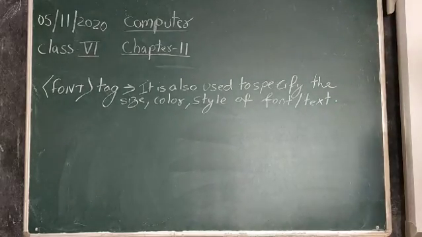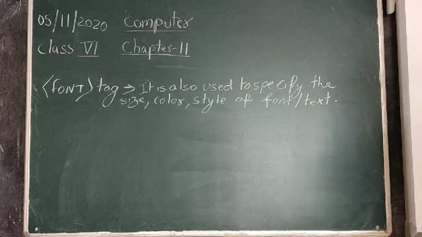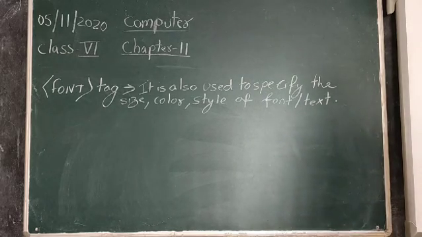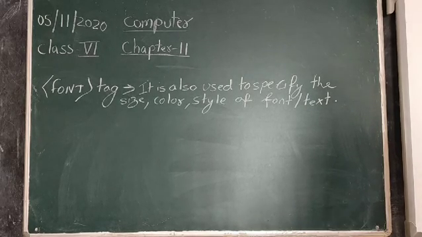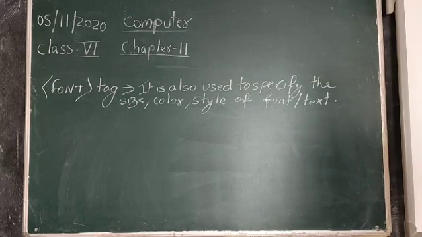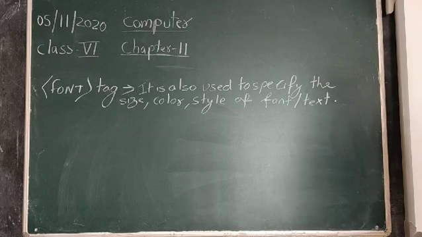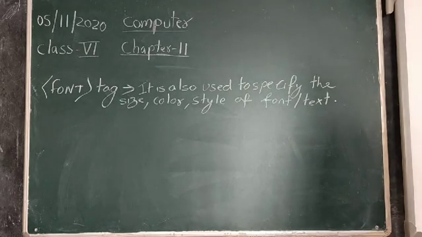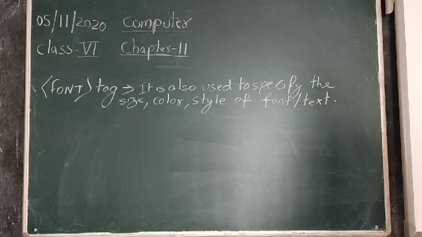Now the attributes of the font tag are: the first one, the size and color attribute. The size attribute is used to increase or decrease the size of the text, whereas the color attribute is used to change the color of the text. And the value of size is defined from 1 to 7. Clear? The value of size can be from 1 to 7.